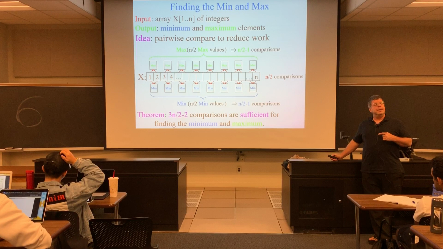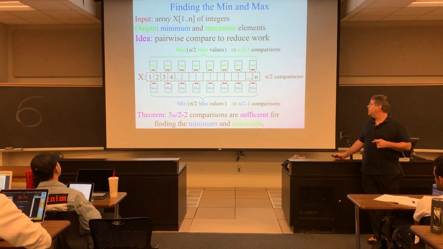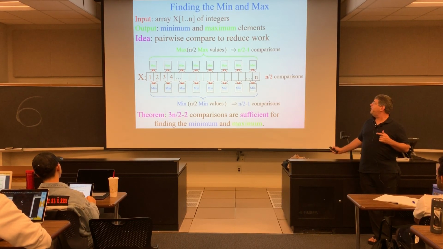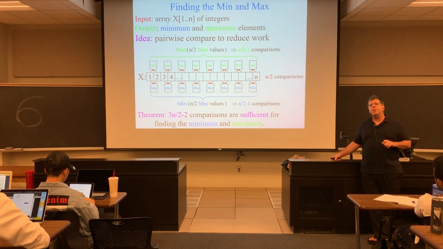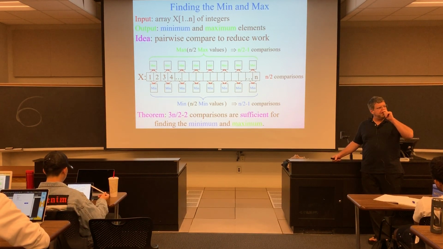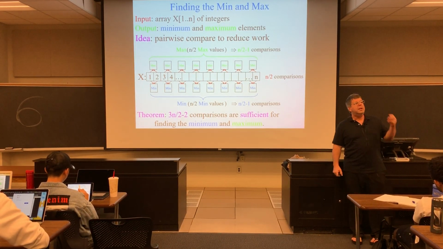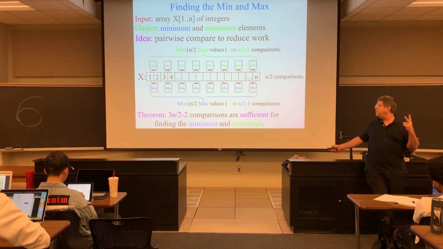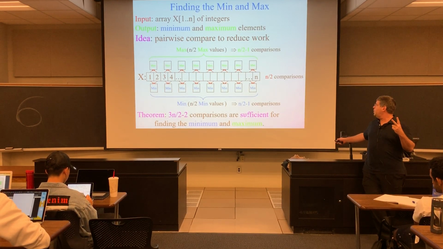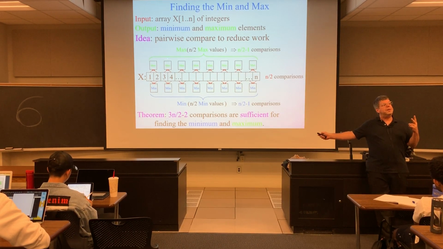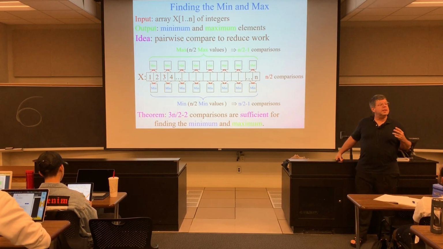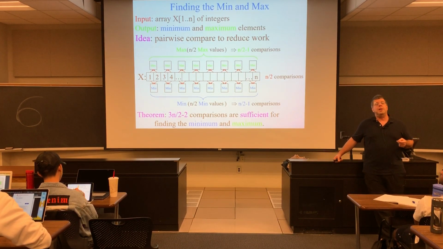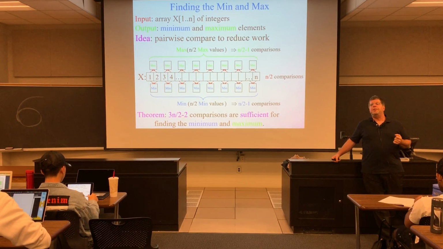Any questions about this? Because next, we're going to show that 3n over 2 comparisons are not just sufficient, they're also necessary. They're also a lower bound. That won't be so easy to show. Which means this algorithm is optimal two different ways. Once we show the lower bound, that 3n over 2 minus 2 are not just sufficient but also necessary, then this algorithm, which gives you 3/2 n minus 2 comparisons, is optimal.